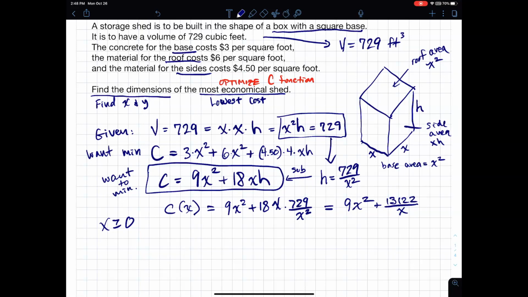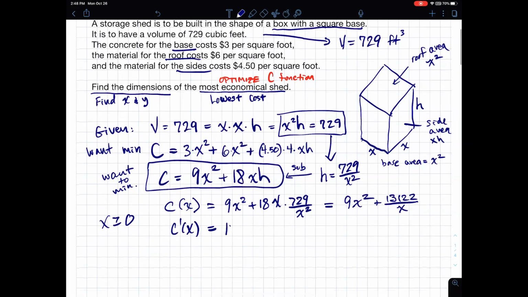And with that, I'm trying to minimize, so I'm going to take the derivative of the c function. And these are just powers, so we can just use the power rule. 9x squared, if I take the derivative, I get 18x.